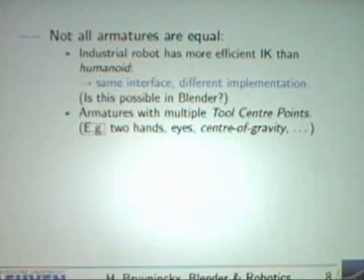For example, the robot I showed, like all industrial robots, has inverse kinematics that you can calculate 1 million times a second, because the mechanical structure is such that the inverse kinematics is very, very simple. But if you have a general armature, you have a numerical inverse kinematics, which is much less efficient.